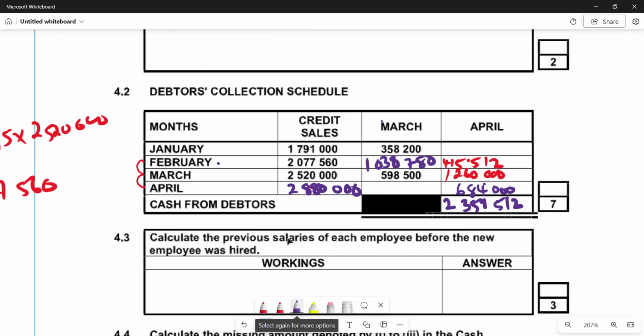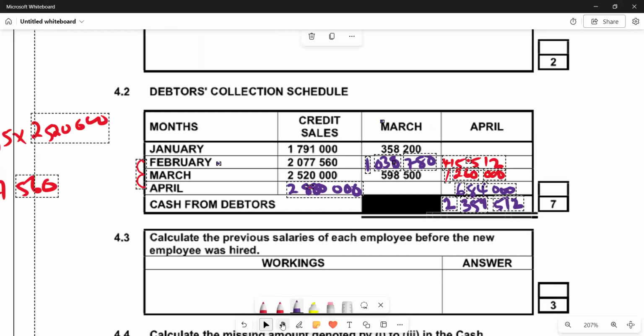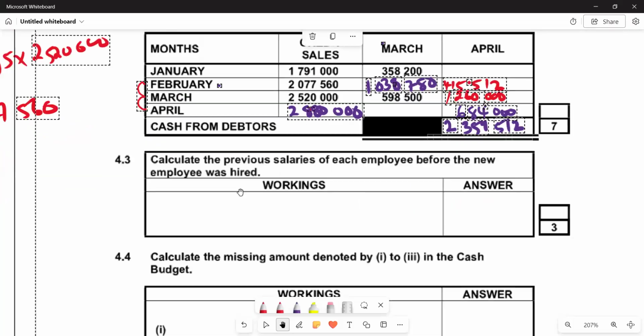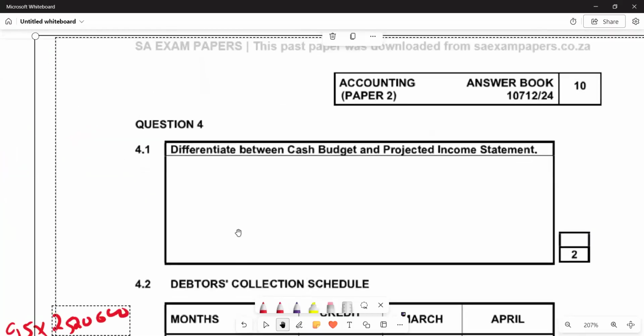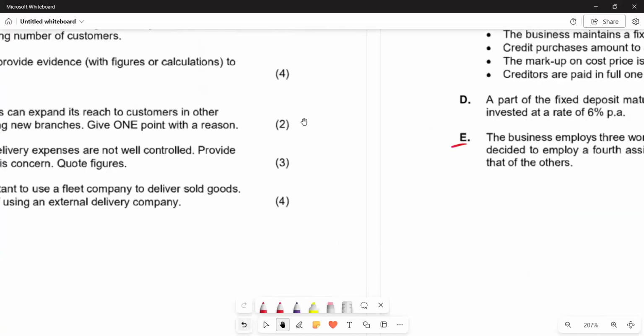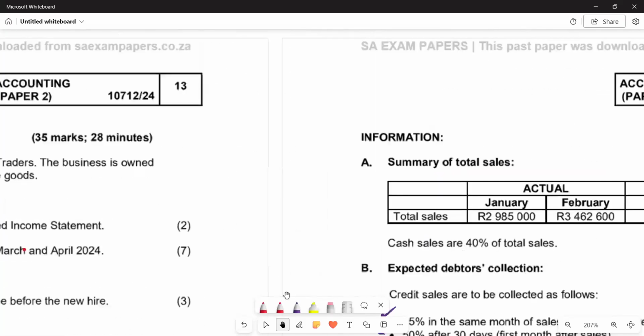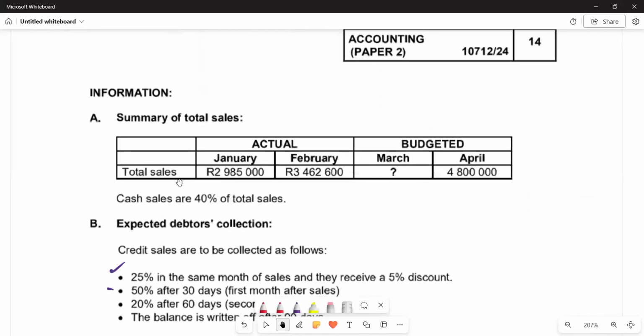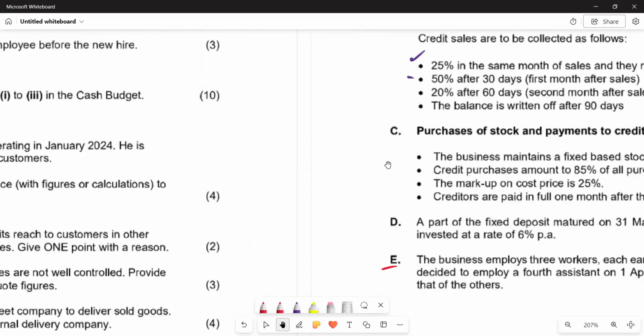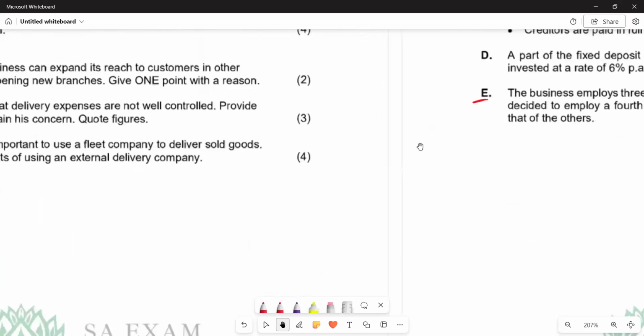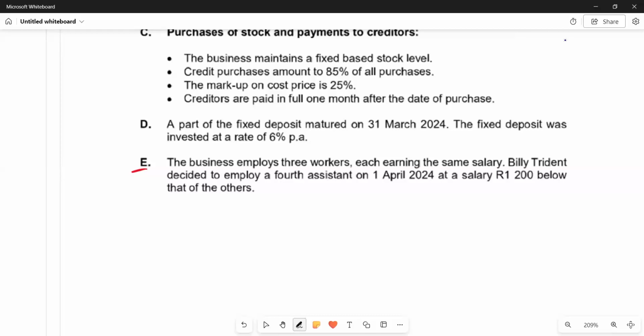Then we can go on to the next question that we have in this video. That is saying calculate the previous salaries of each employee before the new employee was hired. So we go there to see what we are saying about those salaries. We come here to see what we have according to the information that we are given. You'll see that the instruction of the salary is here on E.